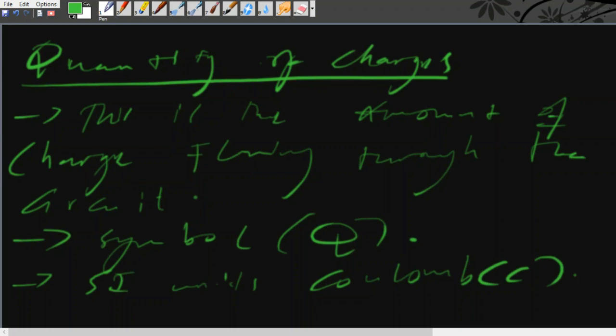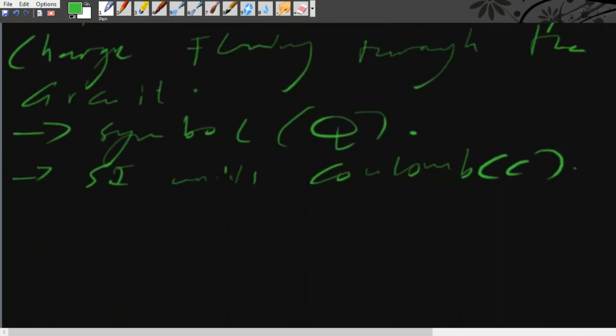Then the other thing that you need to know is the formula that we use when finding charge. From the previous discussion, we said that current is equal to charge divided by time. So to find Q, we multiply current by time. That's the formula that we use.